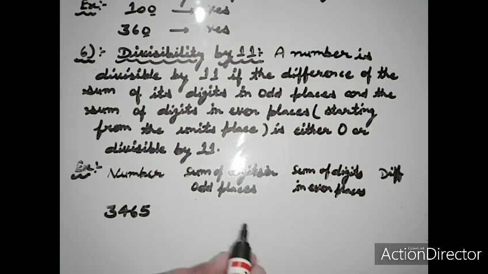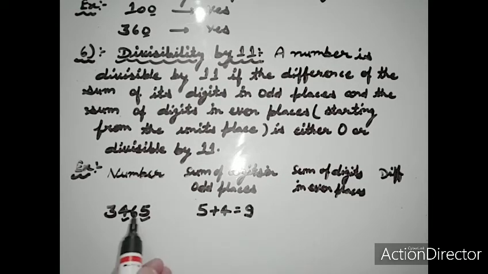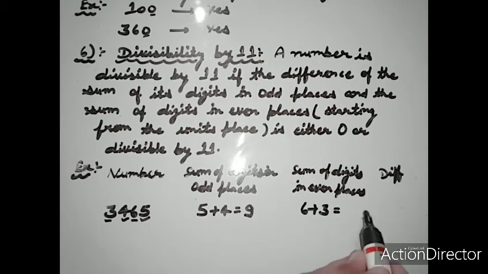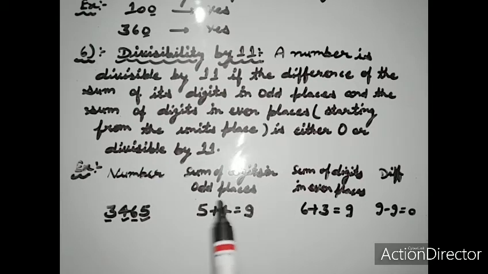3465. So here we add digits in odd places, 5 and 4, so 5 plus 4 gives 9. After that we add digits in even places, 6 and 3, so 6 plus 3 is 9, and we get the difference 9 minus 9 equal to 0. Because we subtract these two sums, we get 0. So we say that the number 3465 is divisible by 11.